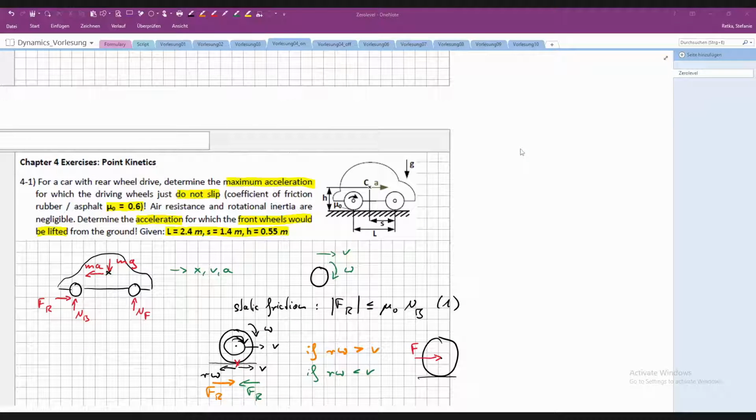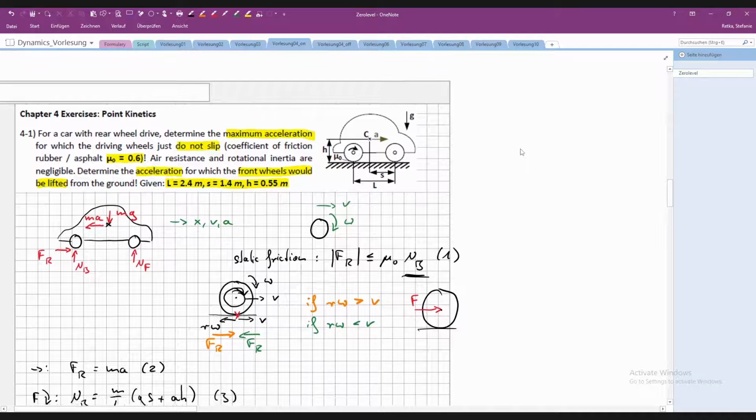Okay, let's have a look at the solution. So that's where we started. We have the static friction equation. Of course, if the force of friction acts on the back wheel, then there's only the normal force acting on the back wheel relevant in this equation. So this is our equation number one, the first equation we need to solve the problem, and then we can build the dynamic equilibrium conditions.